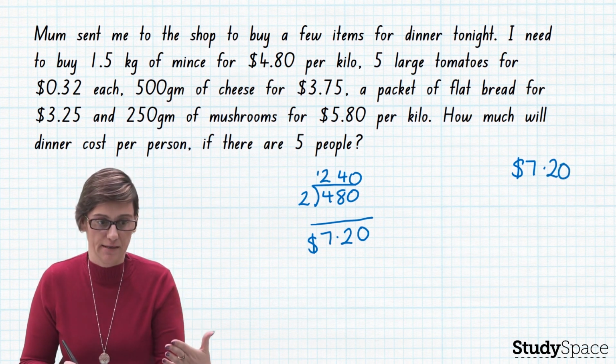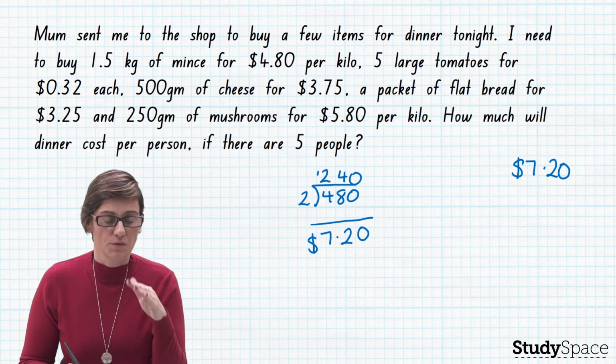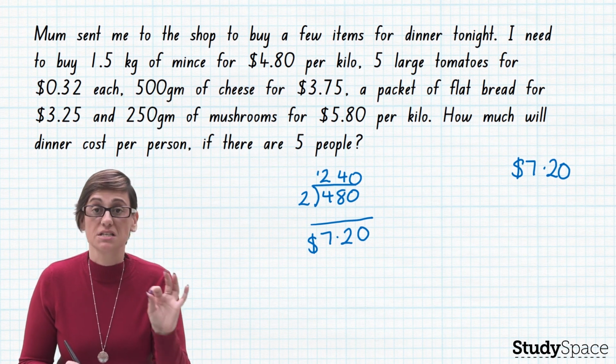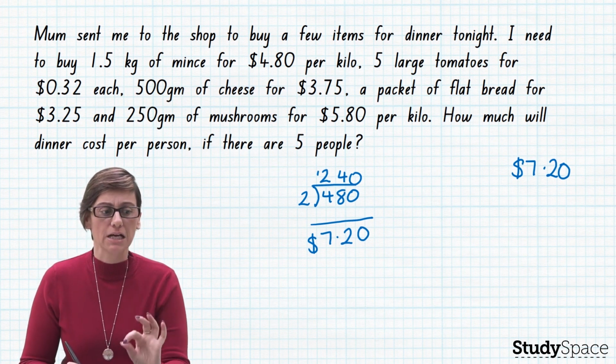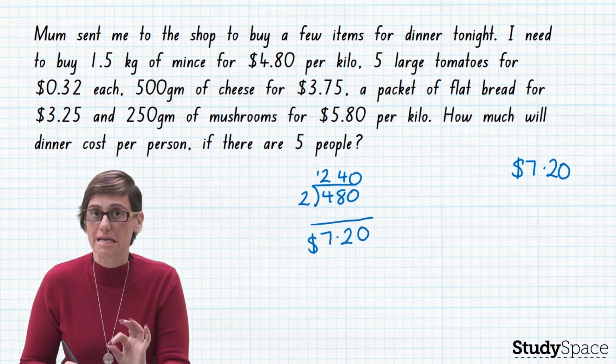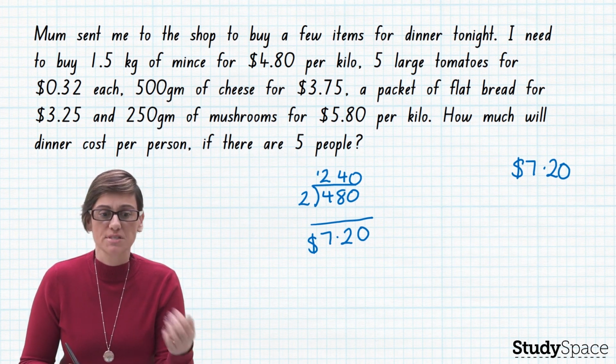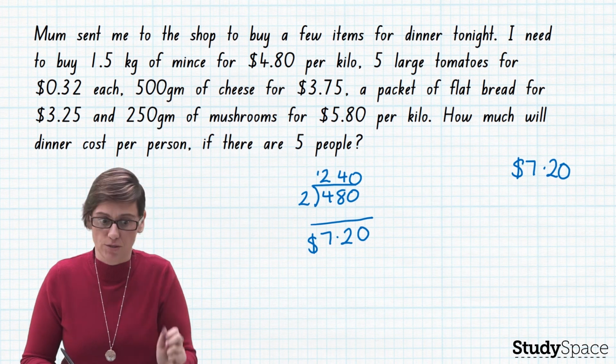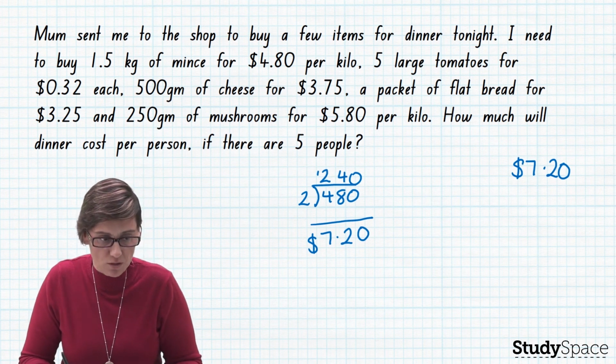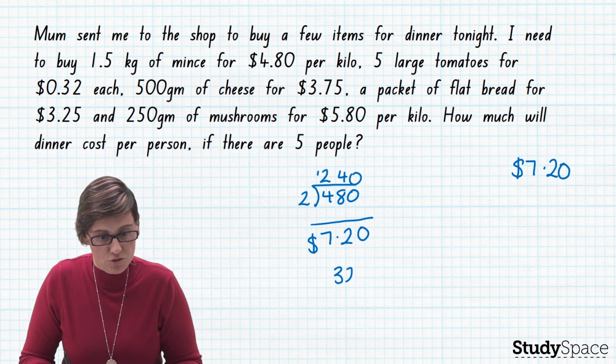Okay, so what's our next calculation? So we've dealt with the mince. Now we're up to the tomatoes. So 5 large tomatoes for 32 cents each. So I need to times 32 by 5. So let's do that. So we've got 32 times 5.